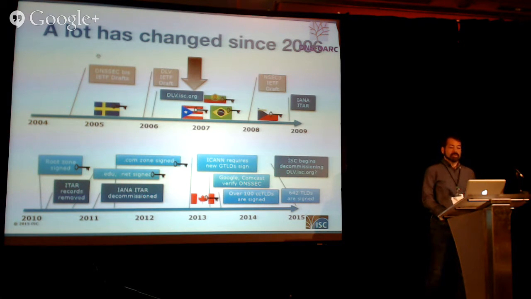But since then, a lot has happened. Many ccTLDs were signing through the end of the aughts. We finally got the root signed in 2010. COM and EDU and NET have all happened since. And perhaps most importantly, all the registrars are now being required to provide mechanisms for you to get your DS records in. The validating resolvers are well distributed to this point. So we're at a point where, with 642 TLDs that are signed, there's a real question: is there really a purpose to having DLV any longer?